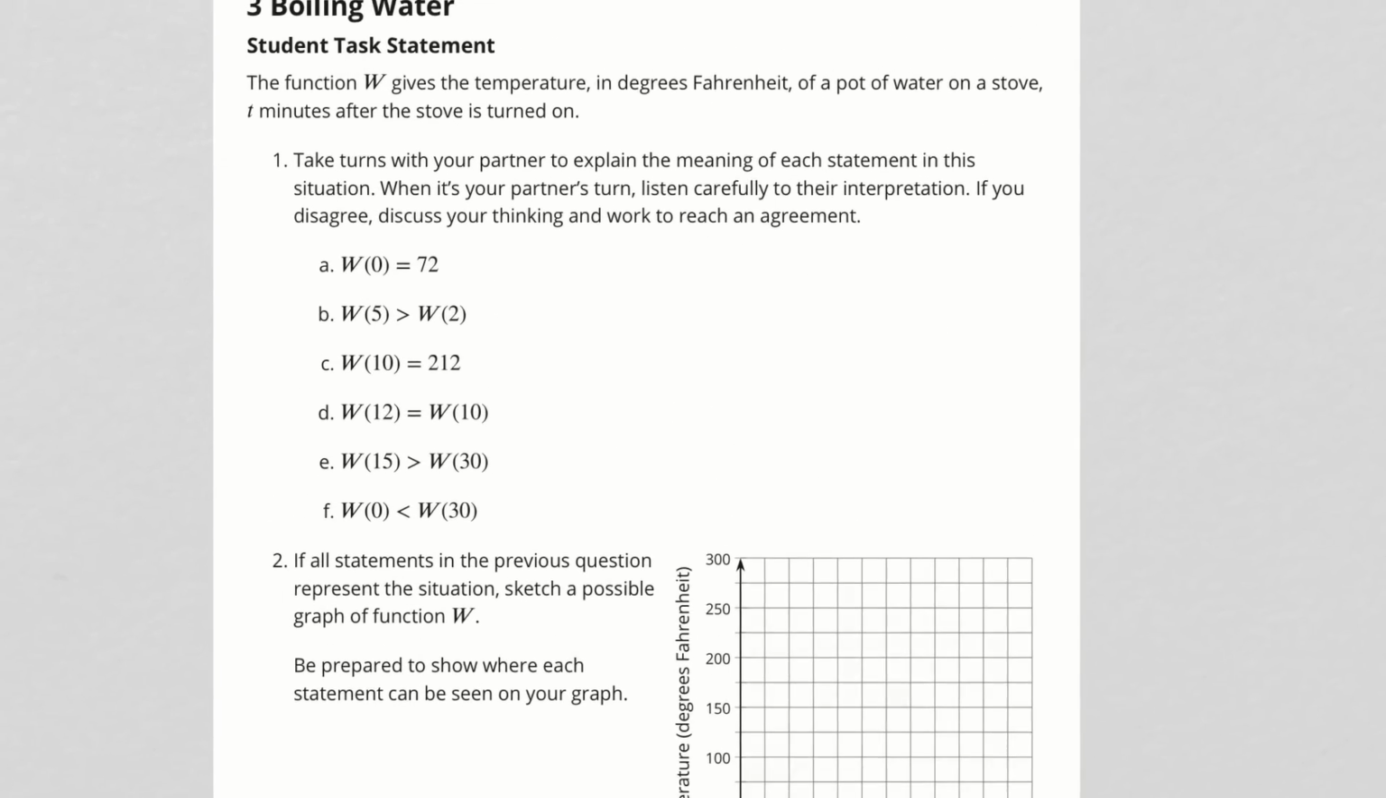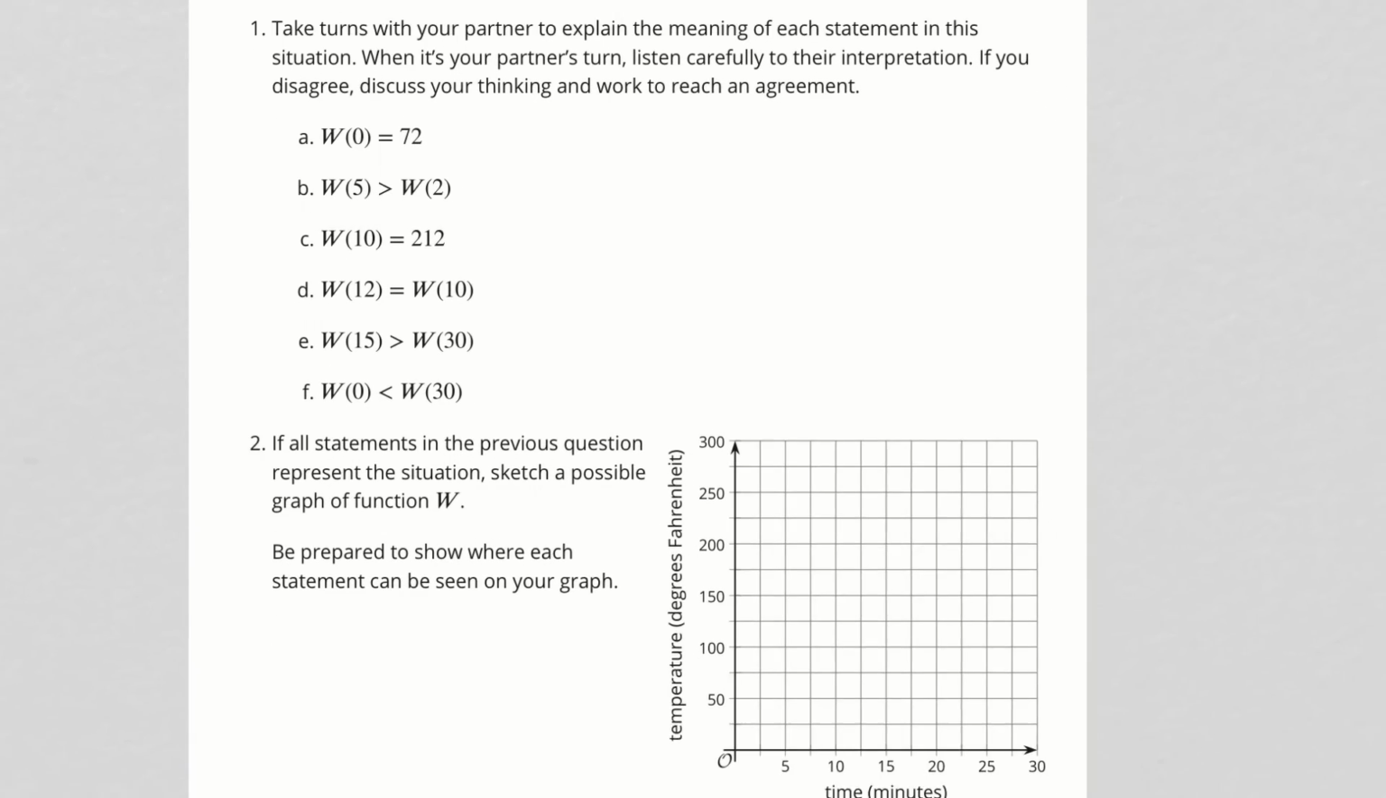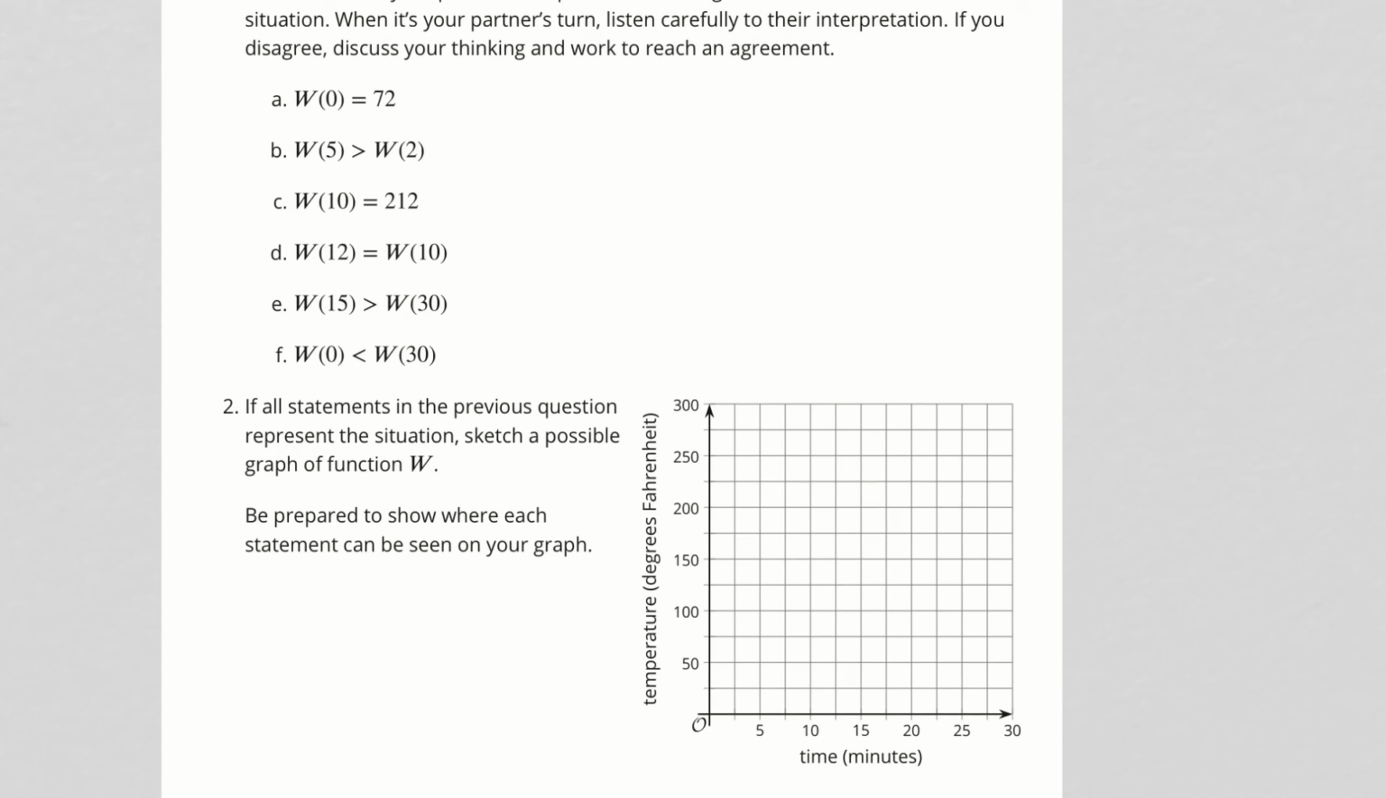This is our last activity for today. So the function W gives the temperature in degrees Fahrenheit of a pot of water on a stove t minutes after the stove is turned on. It says take turns with your partner, but instead we're just going to walk through this together. So W of 0 equals 72, what does that mean? That is going to mean that at 0 minutes, the temperature is 72.